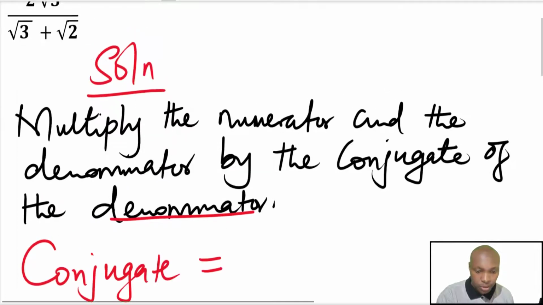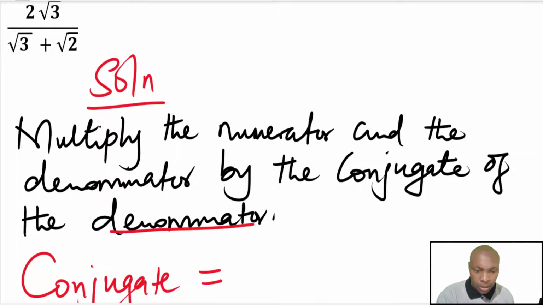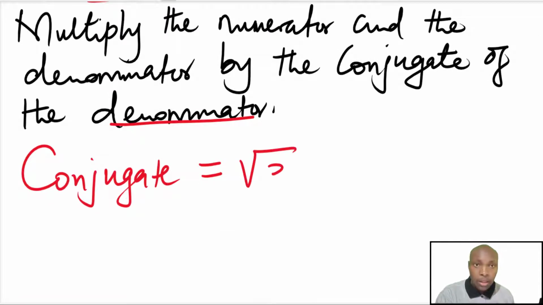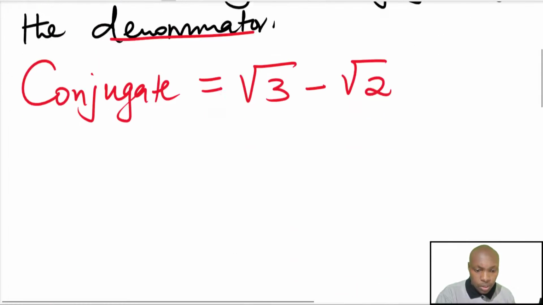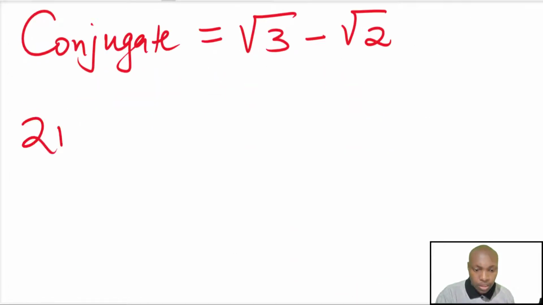That is the conjugate. Now since the denominator is root 3 plus root 2, therefore the conjugate will be root 3 minus root 2. So that is the conjugate. So we need to multiply both the numerator and the denominator by that conjugate.